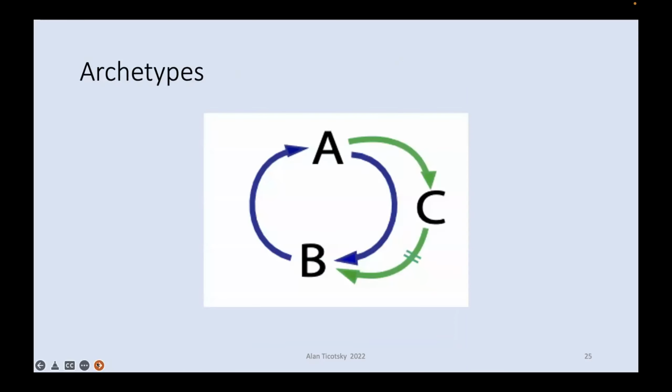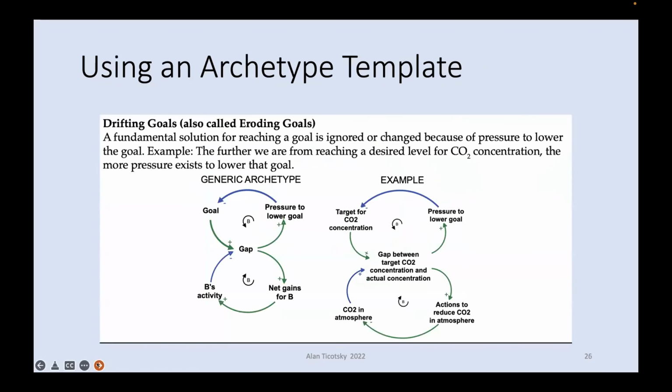I have a couple of examples to show you of archetypes that we use. This is the drifting goals, also called eroding goals, and it's the archetype where there's a gap. So here's the example of carbon dioxide, and we all want to lower the amount of carbon dioxide being emitted, and so there's pressure to get it done on this part. And the more actions that are done, the less carbon in the atmosphere, and we close the gap. But it's so hard to do that, and it's so costly, that there's pressure to lower the target. And then the target tends to either be ignored or reduced.